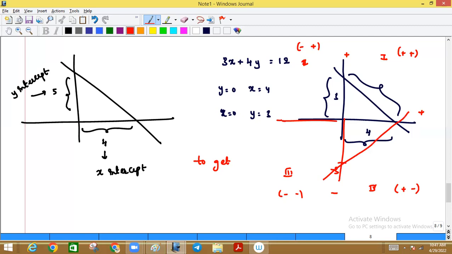Covered everyone? And this line will have a positive slope or negative slope? Negative slope. This slope is negative, because it is making an obtuse angle with the positive x-axis. If it is inclined left hand side, then it is negative slope. Inclined right hand side, positive slope, right?